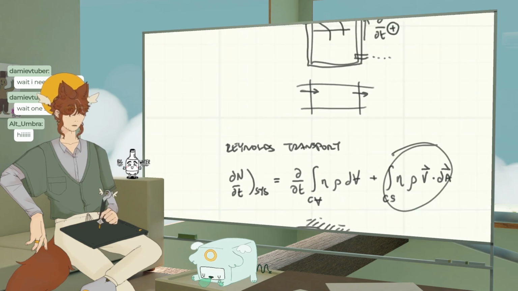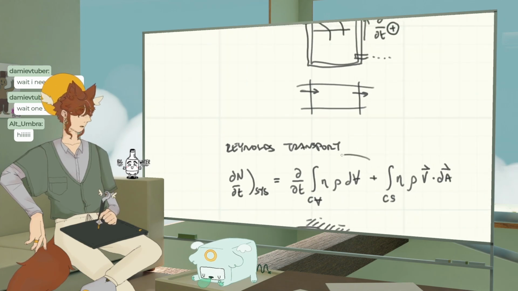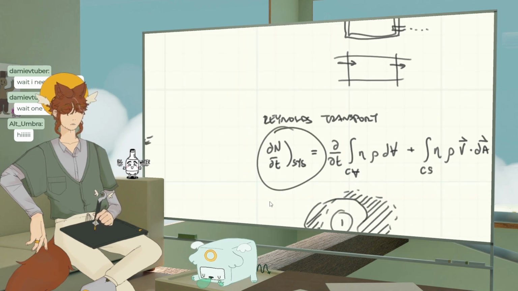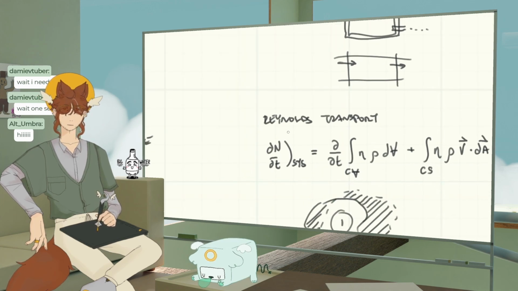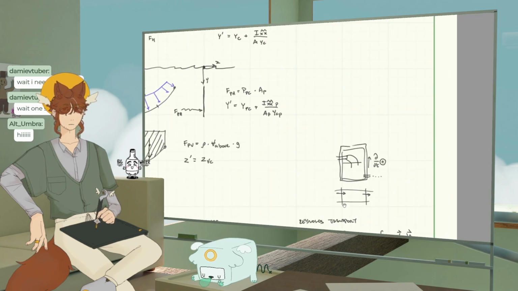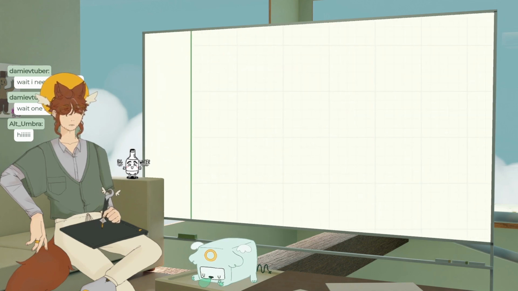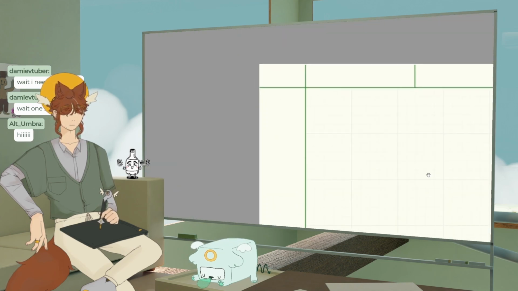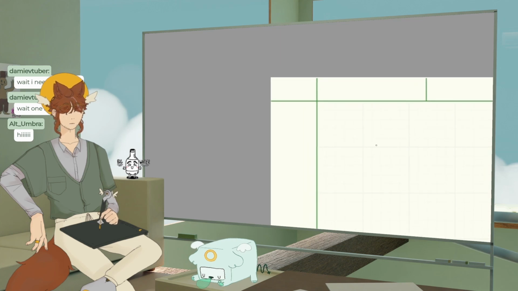This just keeps track of the stuff leaving and entering. This keeps track of the stuff that's changing inside. And that's our rate of change of the system property. So maybe it's mass, or maybe it's the rate of change of linear momentum, which turns into forces. I'm not going to go into all those little things, because those are just things we need to know.